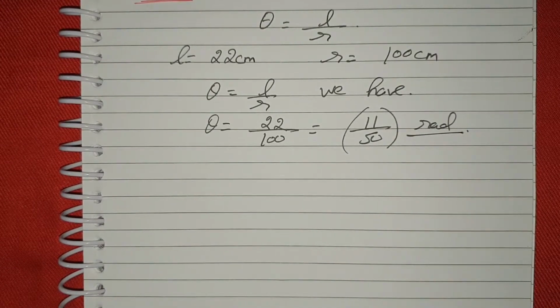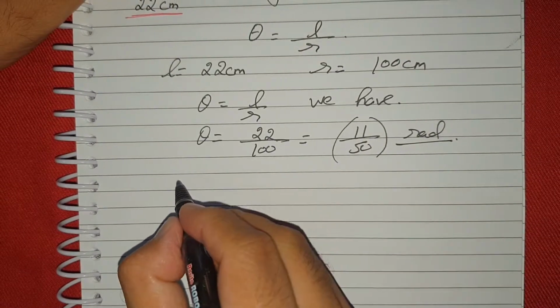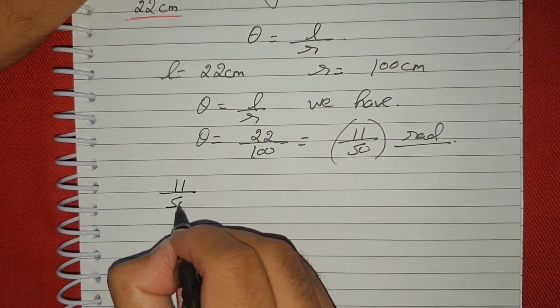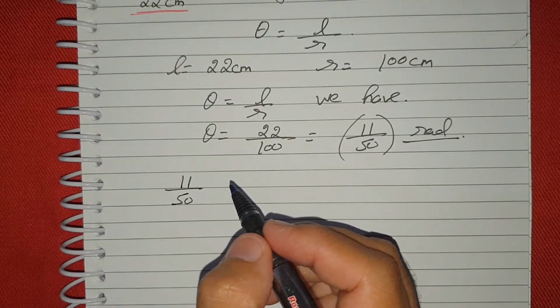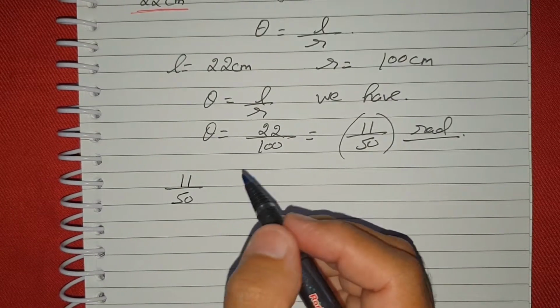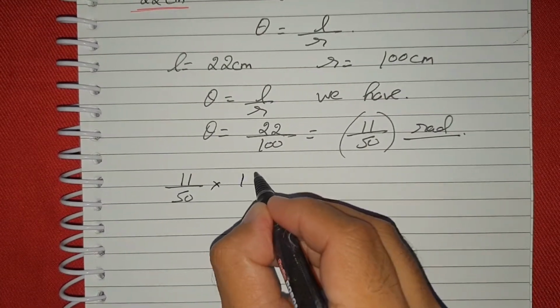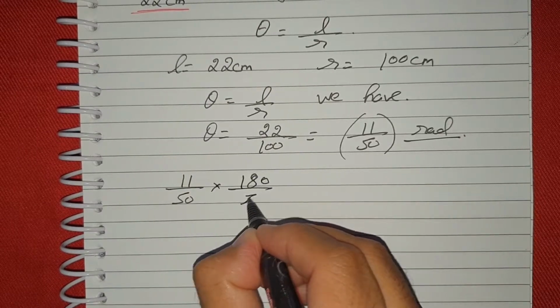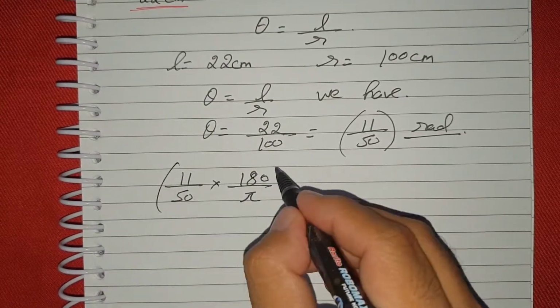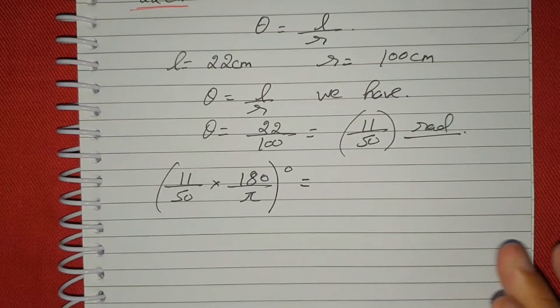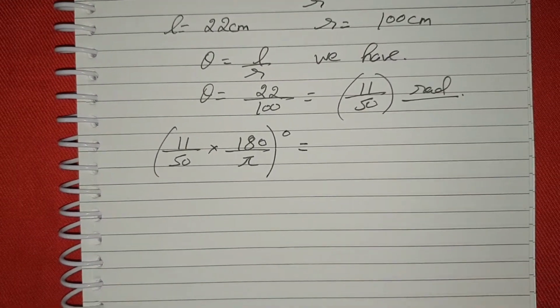So 11 by 50 radian. So 11 by 50. Now radian to degree, you know it's 180 by pi. So 11 by 50 into 180 by pi. This is in degree. So we again have to do the calculations to convert this to degree.